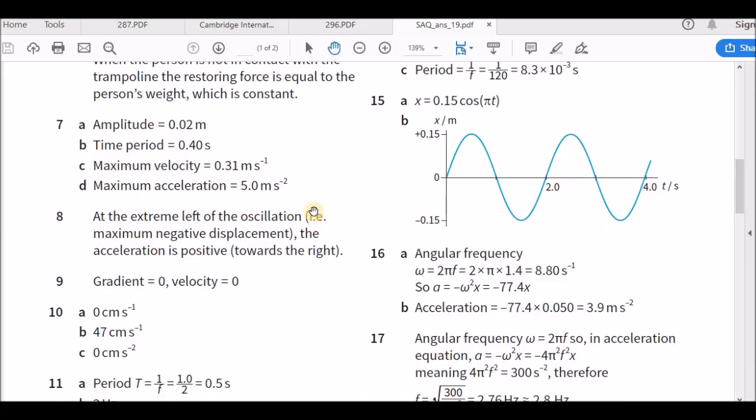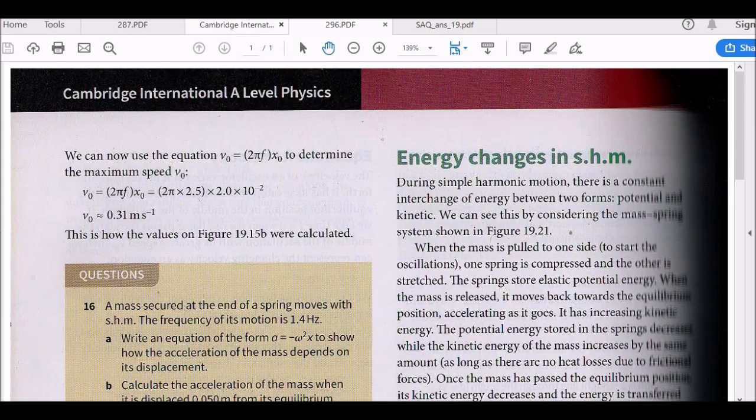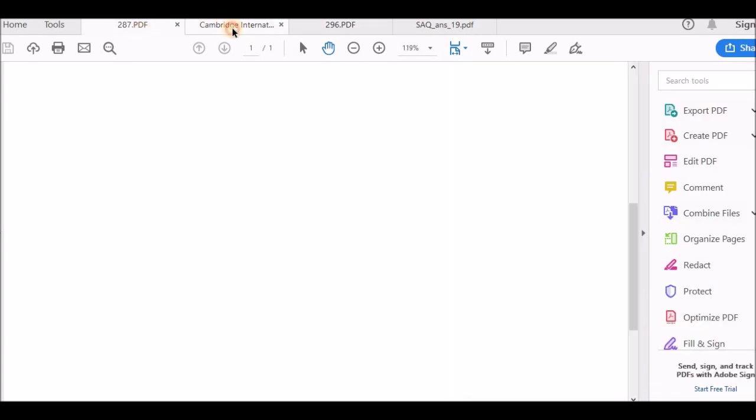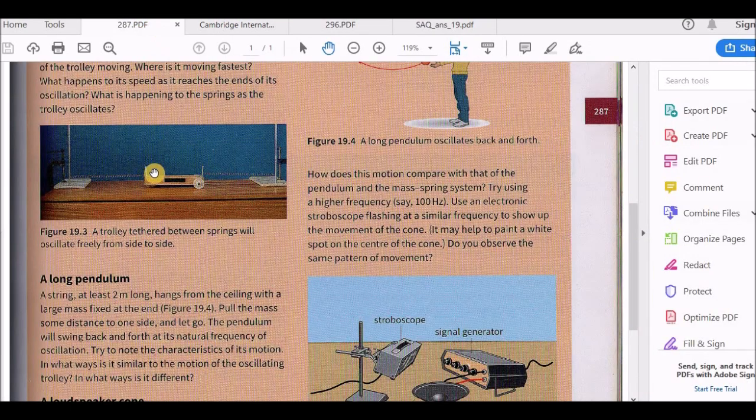Imagine if it's a pendulum or the spring mass system. It should be on this side over here, because when it is on the far left end, the acceleration is to the right and the velocity is 0.